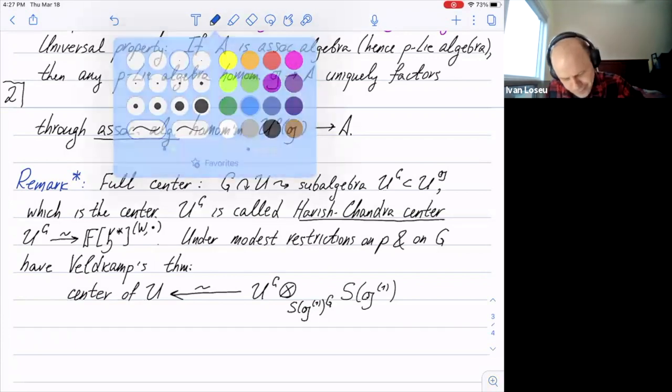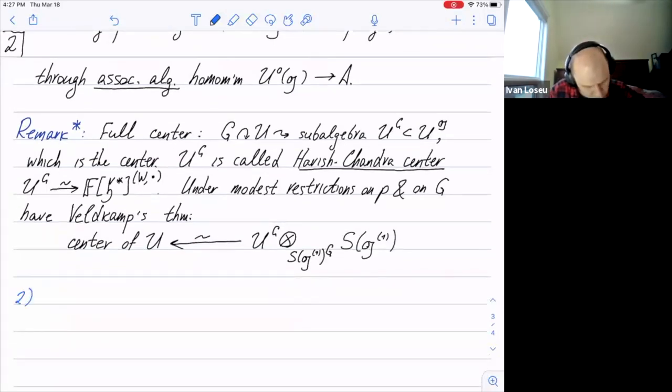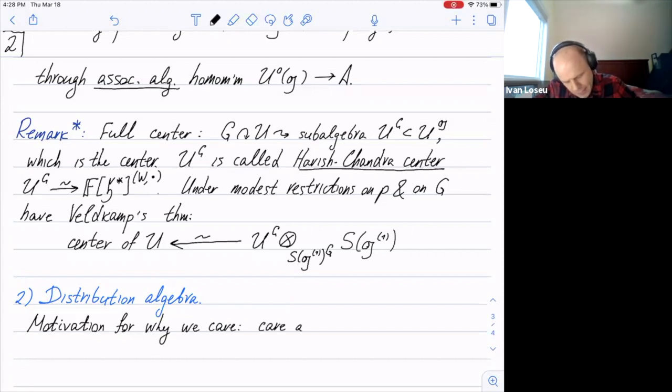All right. So we talked about the universal enveloping algebra, but that's not going to be our main hero for today. Our main hero for today will be the distribution algebra. And before we get into the discussion, let me explain some motivation for why we care. So what we care about is rational representations of the group G.